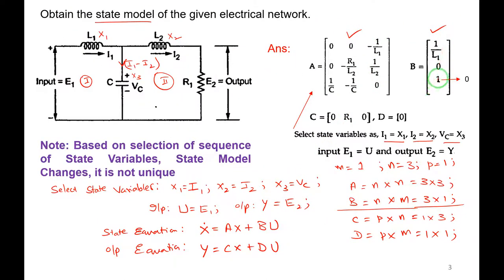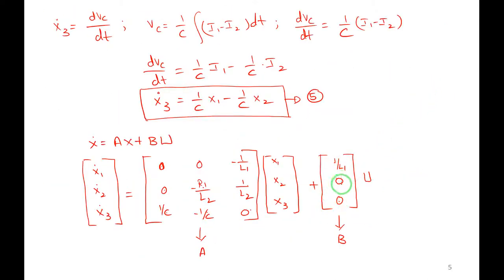In vector B, this is 0. Actually, in the textbook, they have given it wrong. This is correct. This should be 0, right? So we are getting 1 by L1, 0, 0. 1 by L1, 0, 0, right? So the state equation is obtained.